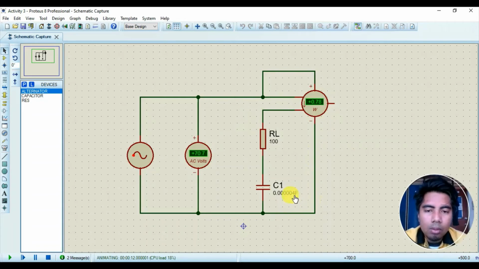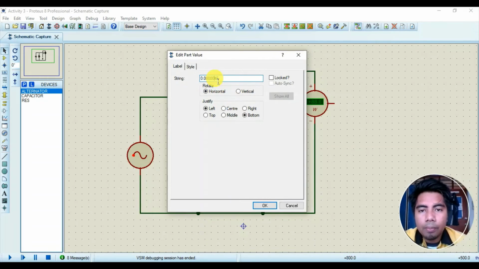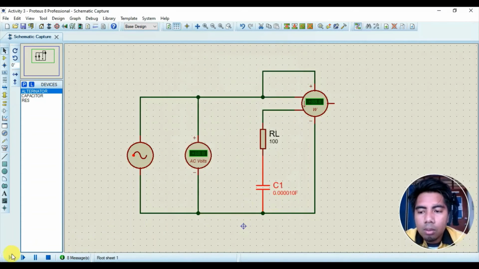All the values are the same, and I need to increase the capacitor value to 4, 6, and 8, and the last one is 10 microfarad. All the procedures are the same, and for 10 microfarad I got a wattmeter value of 4.50 watt. So that is the electrical measurement in the circuit for capacitive load.